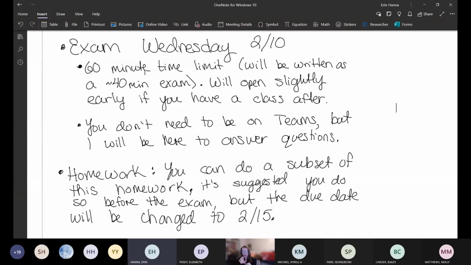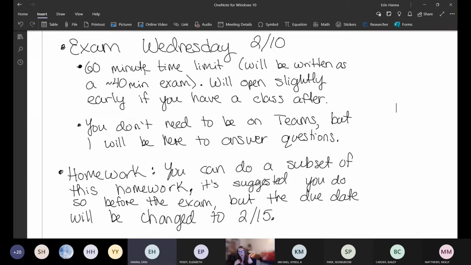And then what I'm going to do is actually make the time limit 60 minutes. So what I'm also going to do, in case you have a class directly after this or something like that, is open it maybe 20 minutes early. So it'll open around 11:40 instead of 12 in case you want to take it a little early.